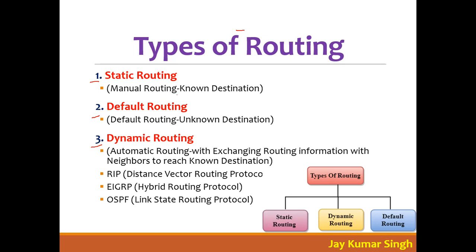In static routing, we configure everything manually, and your router can only communicate with those routers that you already know. In default routing, you can communicate with anyone, whether you know them or not. In dynamic routing, the routers configure the routes and exchange information between them, then they create communication. So we have RIP, EIGRP and OSPF.